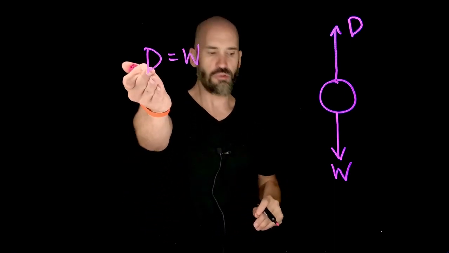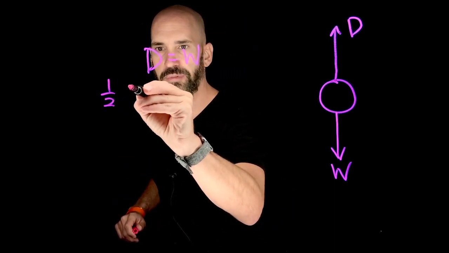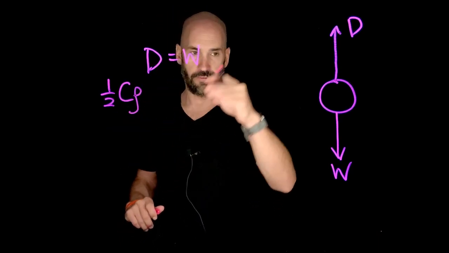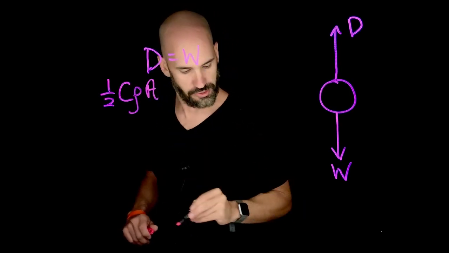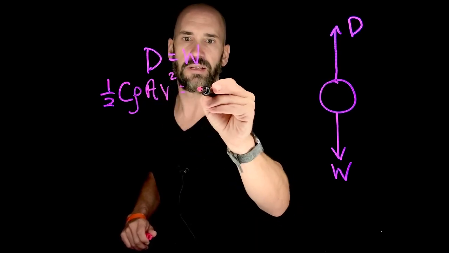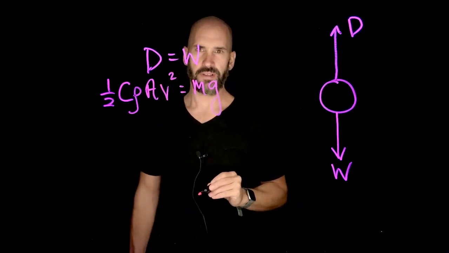But that drag force itself is equal to 1/2 times the coefficient of drag times the density of the fluid that you're moving through times the cross-sectional area of a raindrop times v squared, right? And that's going to equal m times g. All right? Does that make sense?